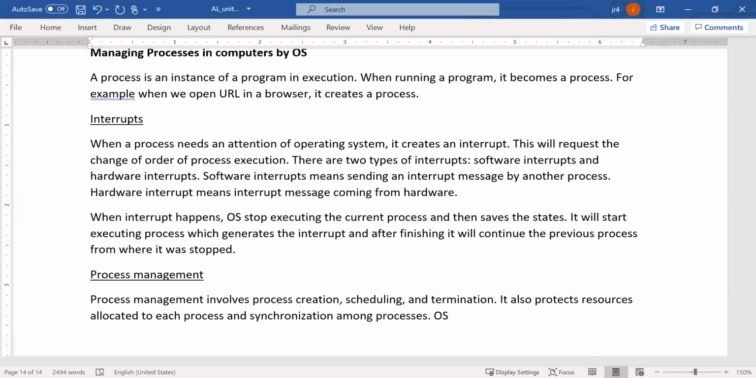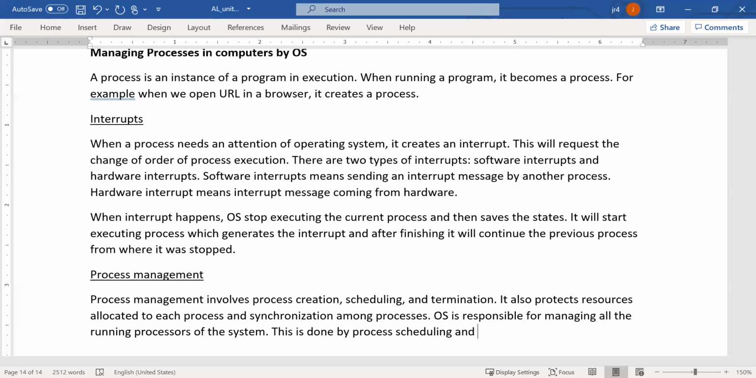Operating system is responsible for managing all the running processes of the system. This is done by process scheduling and resource allocation.